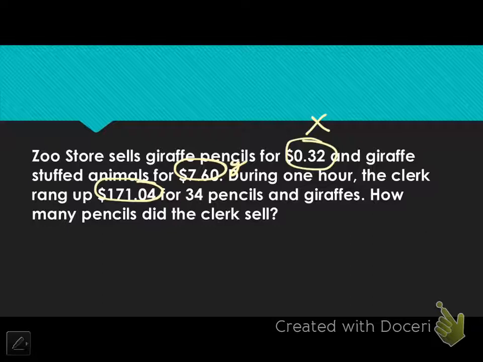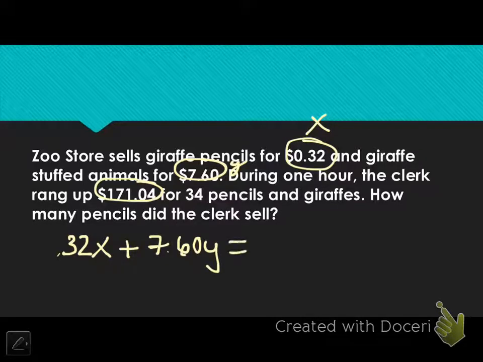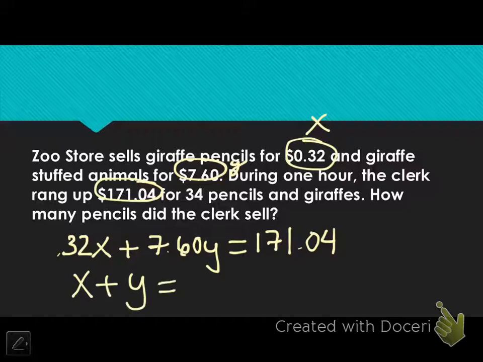Okay, so to see how many pencils they sold, I can multiply x times 32 cents, because if I have 4 pencils and multiply by 32 cents, that's how much they spent on the 4 pencils. So let's do 0.32x plus 7.60y, and they spent a total of $171.04. Okay, so now during the 1 hour, the clerk rang up 34 pencils and giraffes. So a total of my pencils and giraffes should be 34.